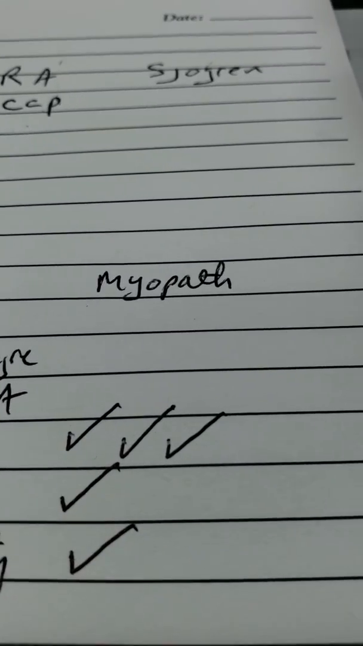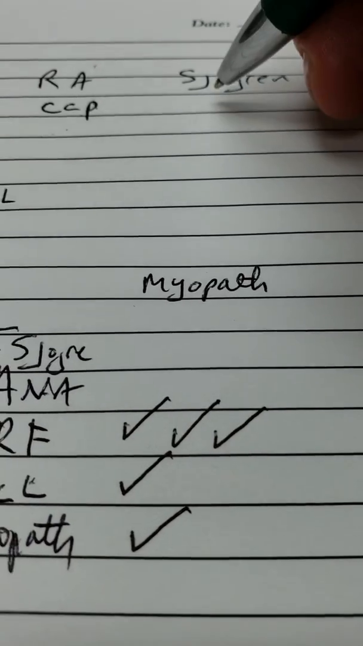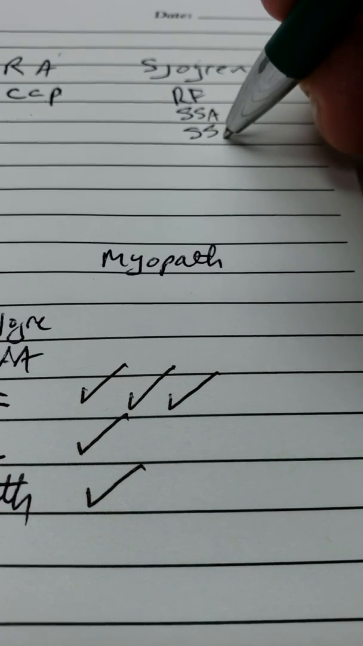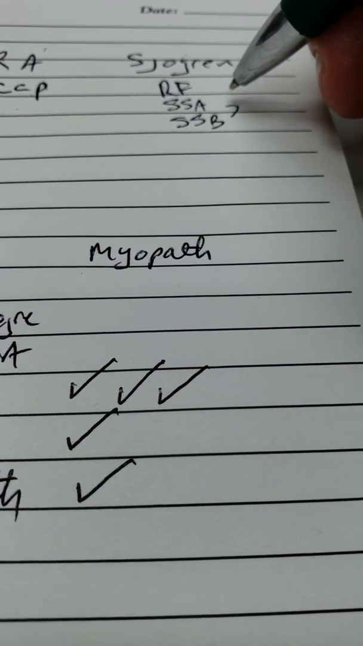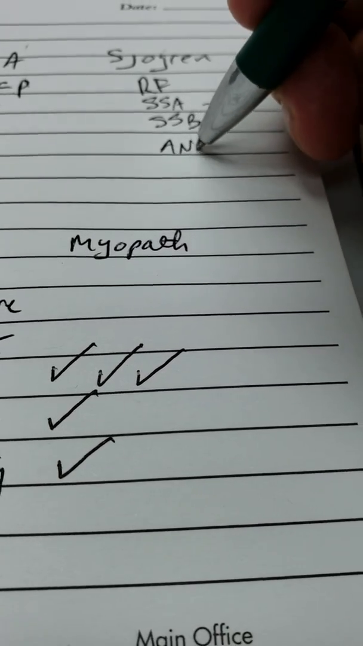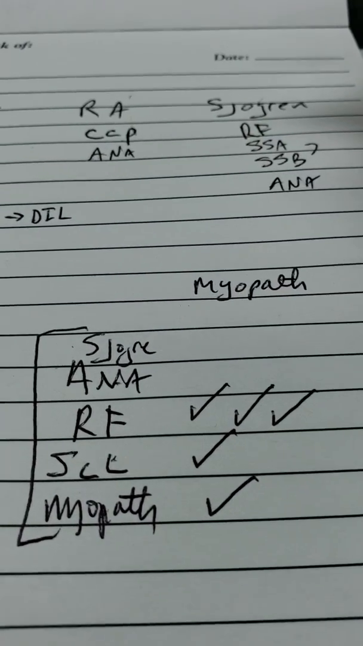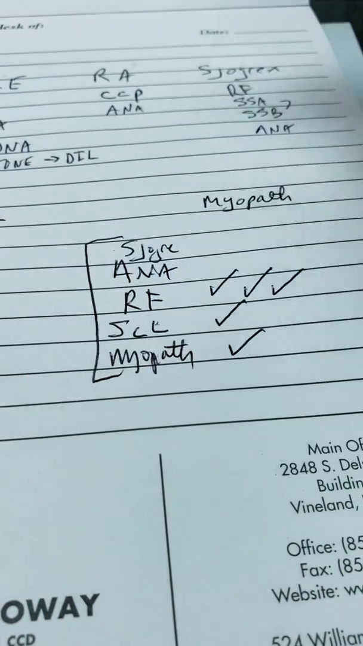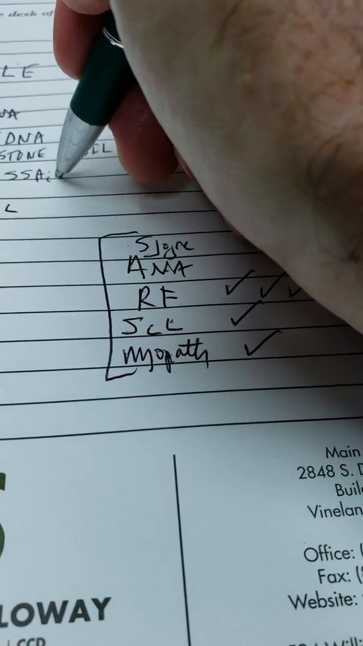In Sjogren's disease, which is typically featured by dry eyes and dry mouth, but can involve other body parts, usually there is a rheumatoid factor with SSA and SSB, which are Sjogren's specific antibodies, the SSA being far more important. And these people also have an ANA, as do the rheumatoid patients. And occasionally the lupus patients will get a rheumatoid factor, and occasionally they will get an SSA and an SSB.